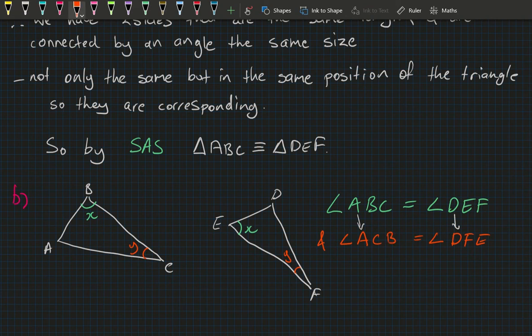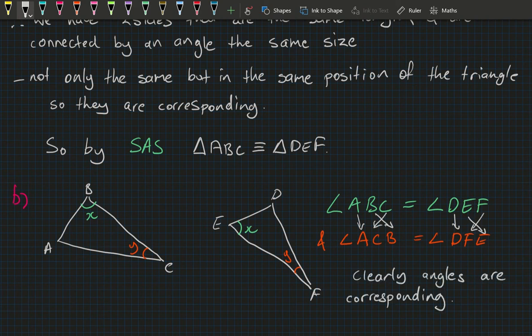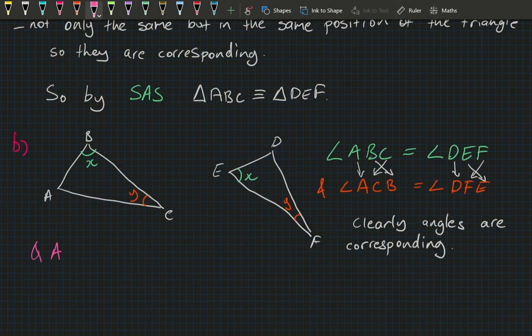Perhaps I just wanted to say ACE. Anyhow, as I was saying, those first 2 points are the same, but the second 2 points switch order. So clearly these angles are corresponding. We also have the side length AB is equal to the side length DE.